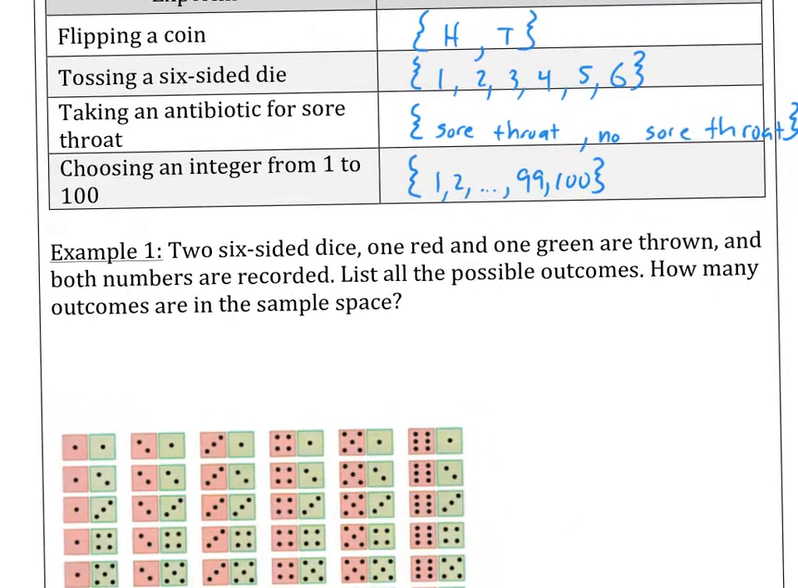Okay, so let's walk through our first example and then have you practice a little bit. Example 1, we have two 6-sided dice. One of them is red and one is green. So there's a complete difference, and we can clearly see which one is which. They're thrown, and both numbers are recorded. So we're going to list all the possible outcomes and how many outcomes are in the sample space.